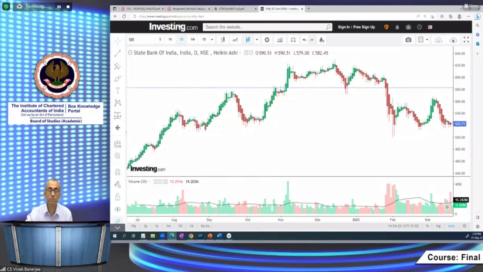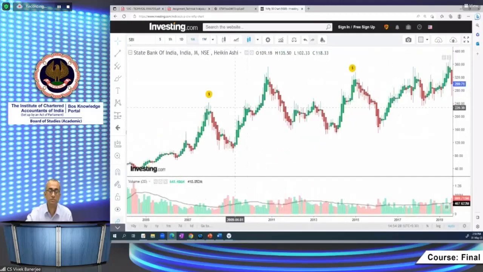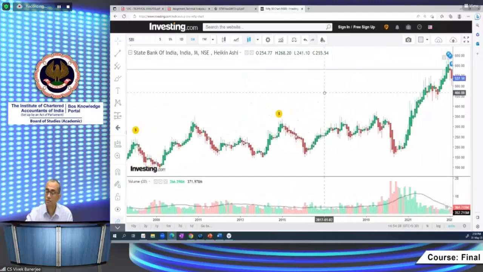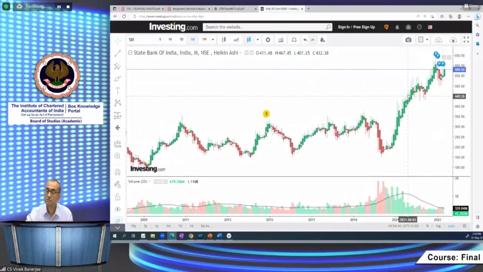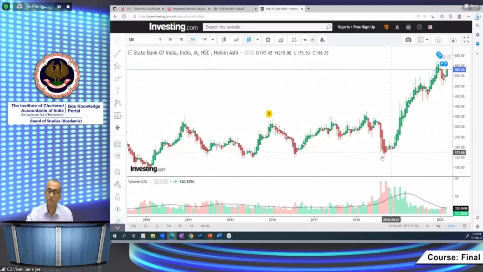First is the primary movement. If you want to see the primary movement, I am seeing the monthly chart. This is the monthly chart of State Bank of India. Just see the trend, primary movement. So this primary movement starts from here. If you see in bold in the bottom, 3/2/2014. So it shows a bullish trend from 2014 to 2015. For 1 year it is showing a bullish trend.